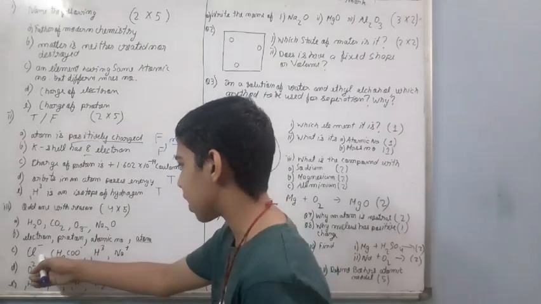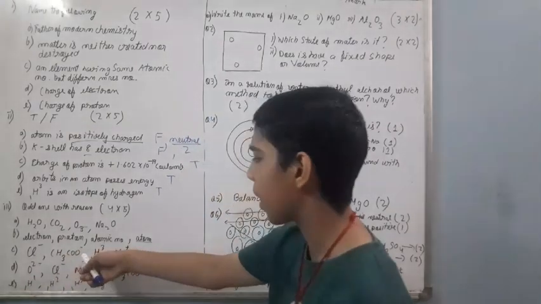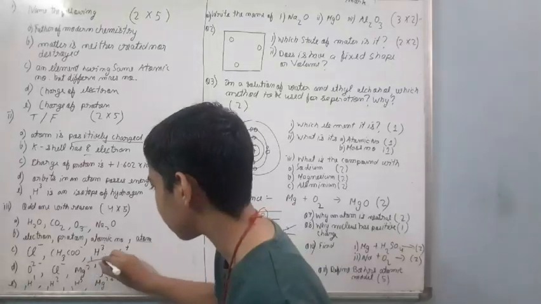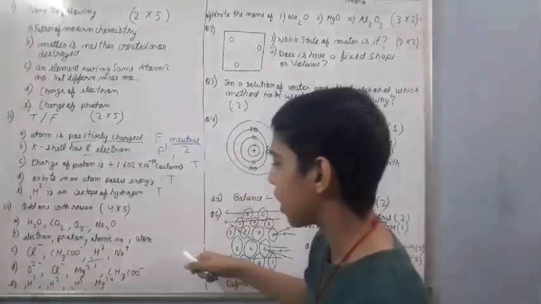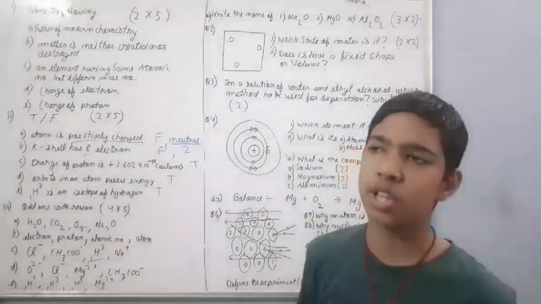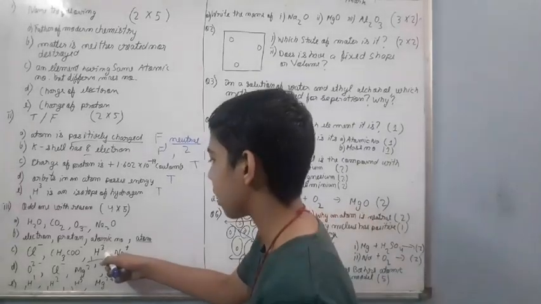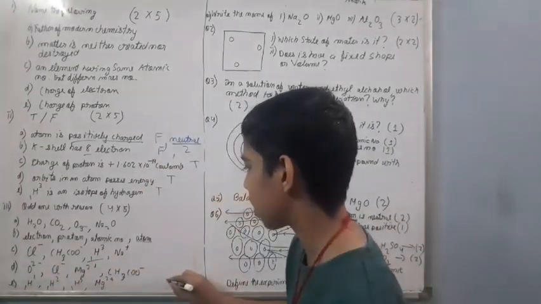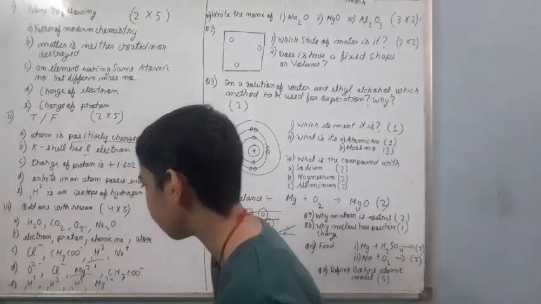Then we have Cl minus, CH3COO minus, H 1,3 and Na plus. Here the odd one is H 1,3 because the rest are ions, or we can also say radicals, but this is an isotope. Next: O2 minus, Cl minus, Mg2 plus, CH3COO minus. Here the odd one is Mg2 plus.